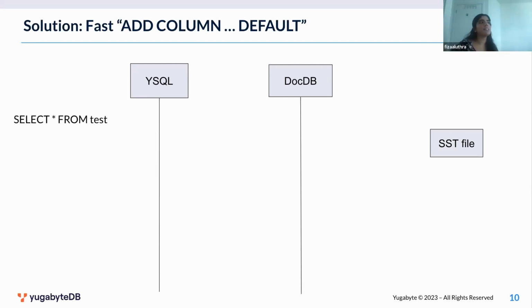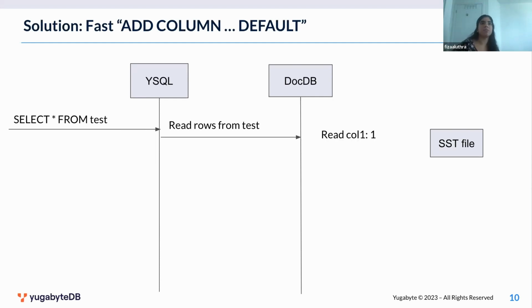So now let's say I read from my table test and I do a select star from test. At this point, YSQL would send a read request to DocDB. Then in DocDB, we read from the corresponding SST files, and we get the value for column 1. We didn't actually store the value for column 2. So at this point, we realize that we did not retrieve a value. So column 2 is missing, and we fill in the default value X.